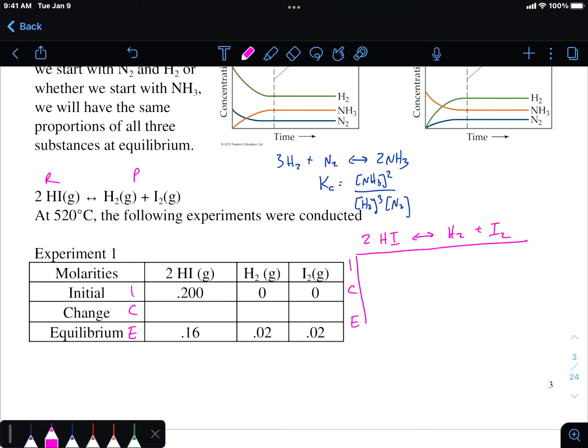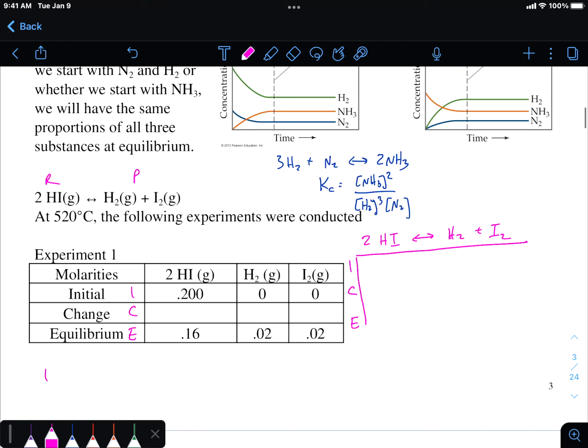So in ICE tables, you should use only molarities or pressures. Okay? Don't use raw values like grams. Don't use moles. This is concentration dependent, so use molarities or use pressures. Now, in this case, we are given molarity, and by default, far and away, the value that you'll use most of the time is molarity. But we will use pressures, and when we do use pressures, then we're solving for Kp, and you'll see why.